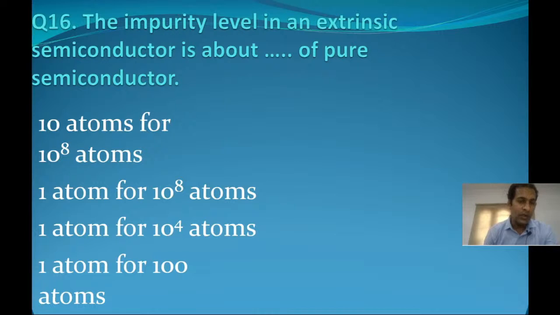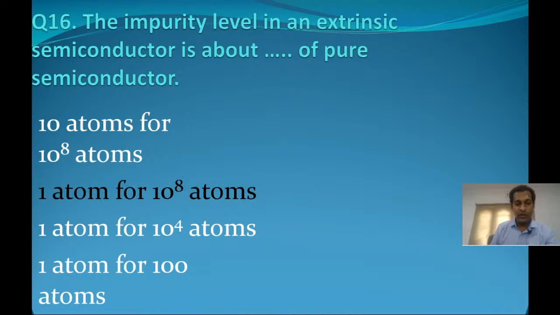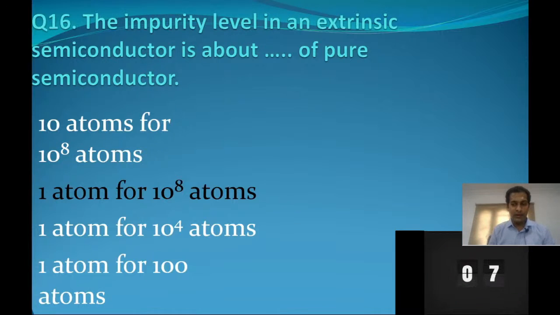Adding of impurity is called doping. When there is no doping, they are considered pure. So when they are pure, we add some doping and there will be some amount of doping. The answer for this particular question is answer 2, 1 atom for 10 to the power 8 atoms. That means for 10 to the power 8 atoms of, say, silicon, we are adding 1 atom of, say, pentavalent or trivalent impurity. Impurity may be pentavalent or trivalent.